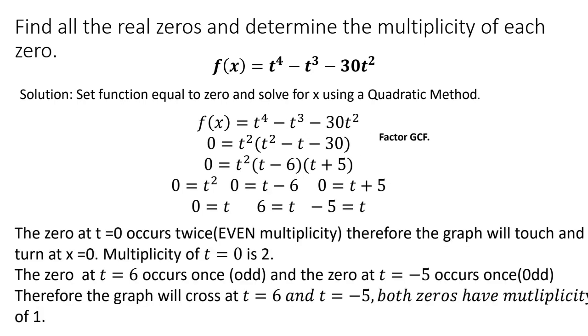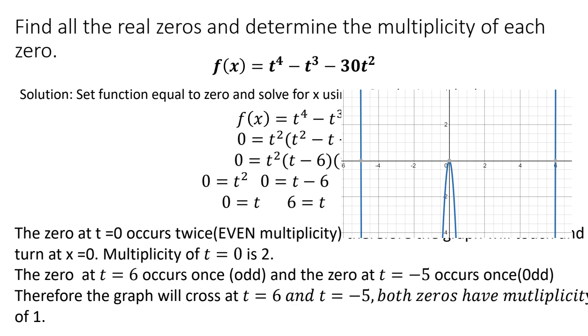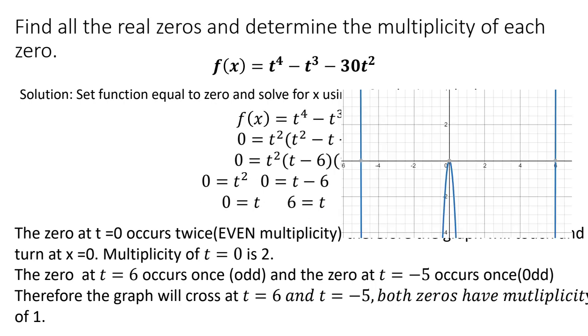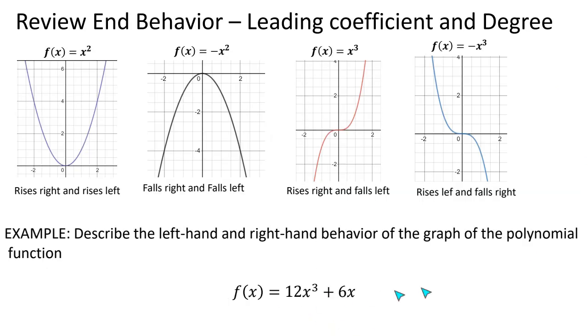So once you found your zeros here, you want to know if they touch or cross the x-axis. Since the 0 repeated an even number of times, it has an even multiplicity, then it's going to touch and turn. And then for 6 and negative 5, it's going to cross. And so if we were to graph this, you could tell here at 0, the graph touches and turns. And at 6 and negative 5, it's going to cross. Okay. So in a little bit, I'll show you an example where we don't factor something out.